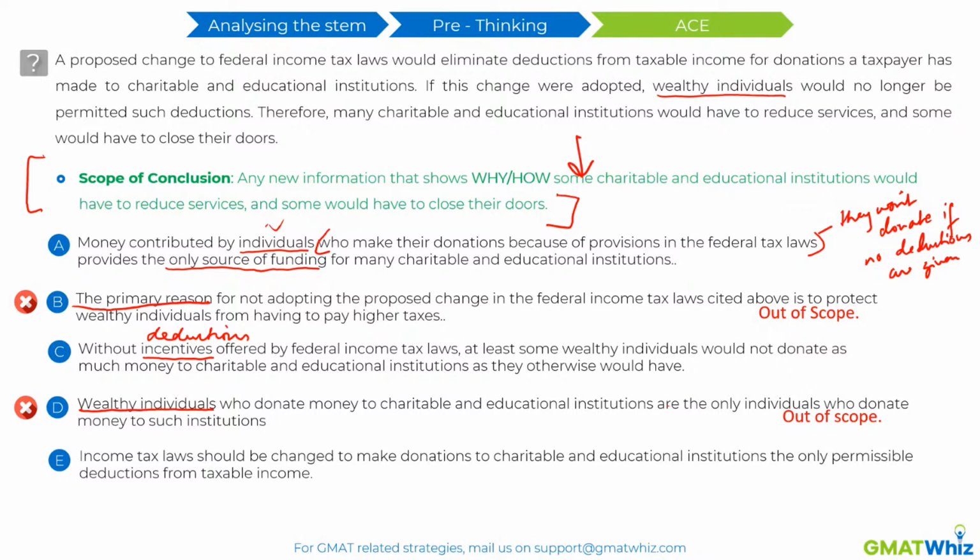D does not tell me why these institutions would close. It does not tell me whether the wealthy individuals would stop donating money. All right. And how do I know? How am I able to spot this? Because I've done my pre-work.